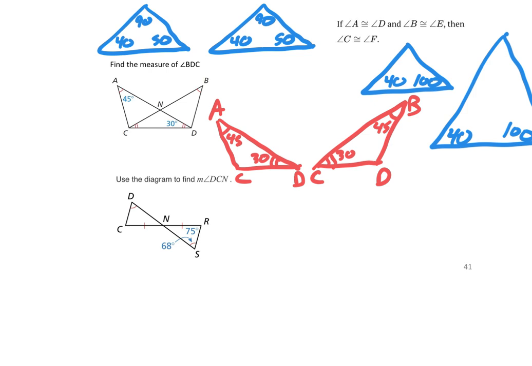So if I wanted to find BDC, this one down here, and I know the other 2 angles, how many degrees are in a triangle? 180, right? So 180 minus 30 minus 45. We're left with 105. Okay. The third angle must be 105. The third angle over here would also be 105.